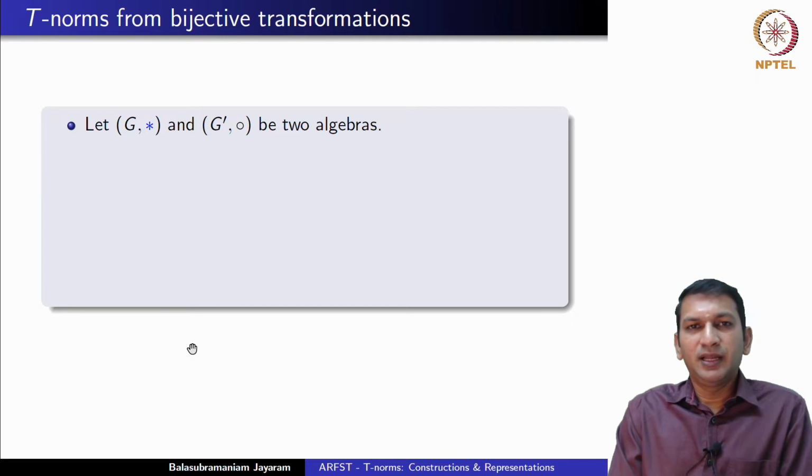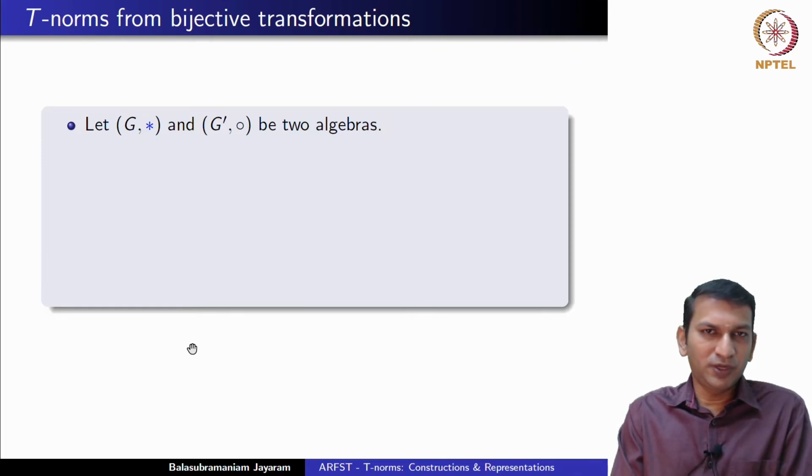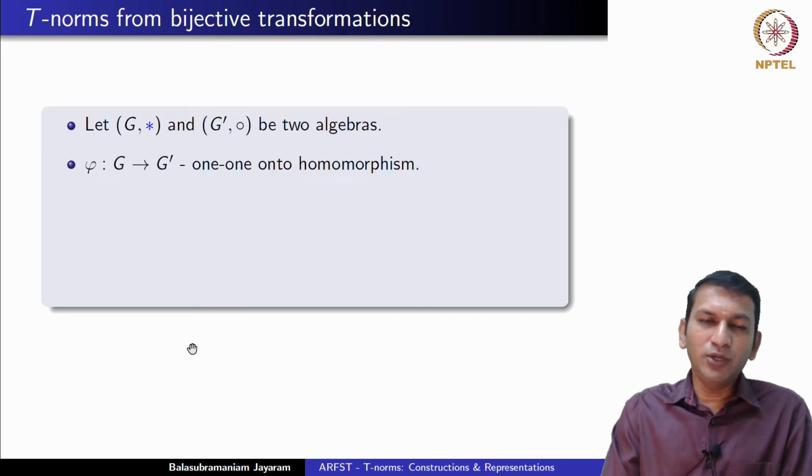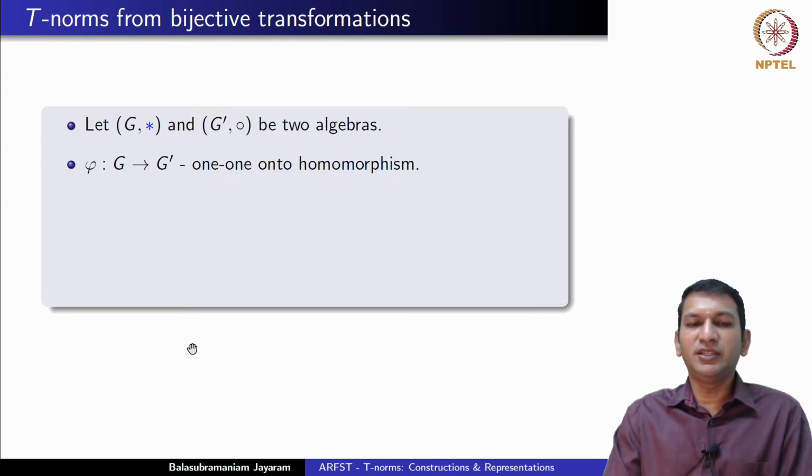Well, let's take two algebras. As we have seen, an algebra is a set with one or more operations of possibly different arities, meaning they can be binary or n-ary operations. In this case, let's consider these two algebras where G is a set and star is a binary operation on G, and similarly G dash is a set and circle is a binary operation on G dash. And let's be given a one-to-one onto homomorphism between G and G dash. So one-to-one onto, we understand it's a bijection.